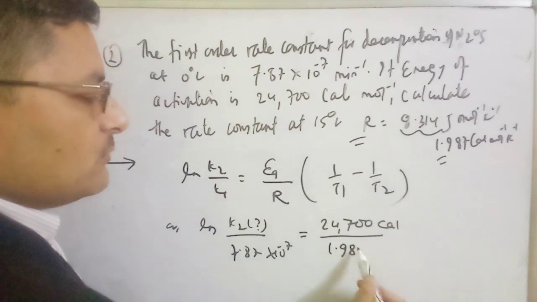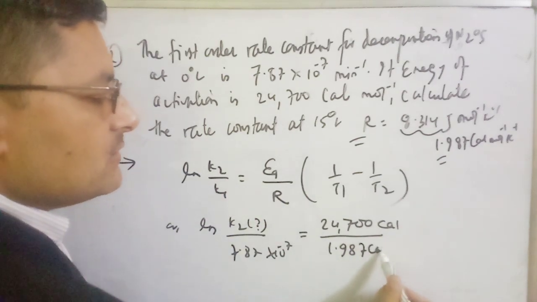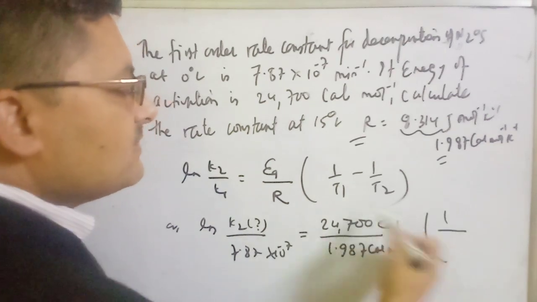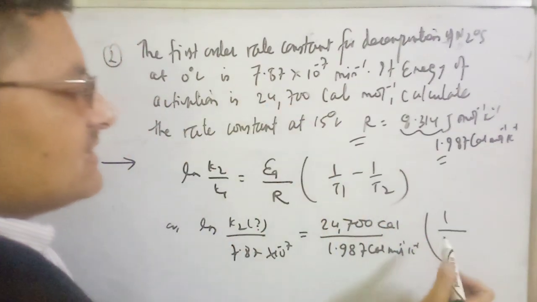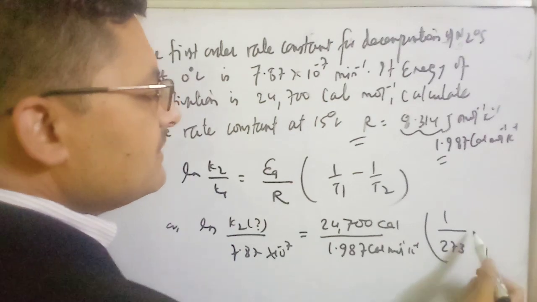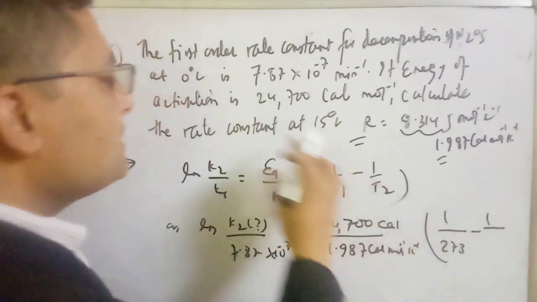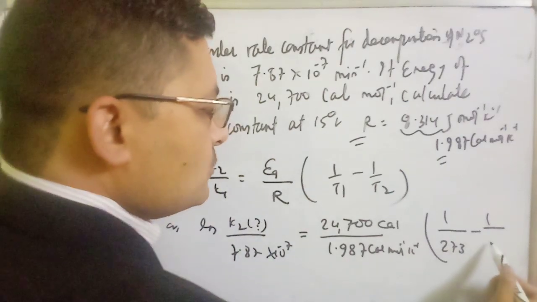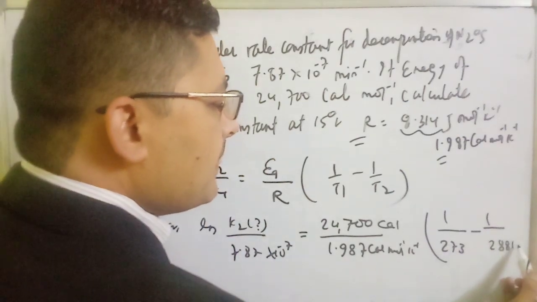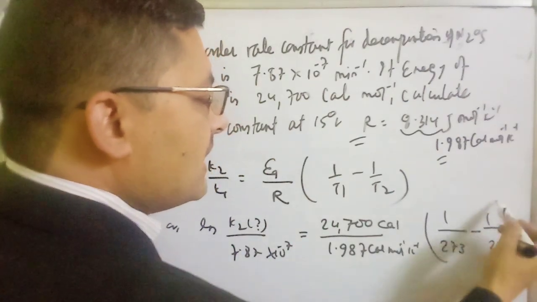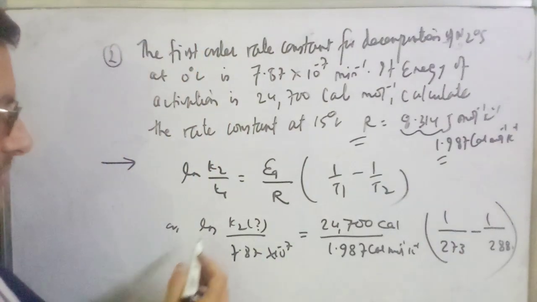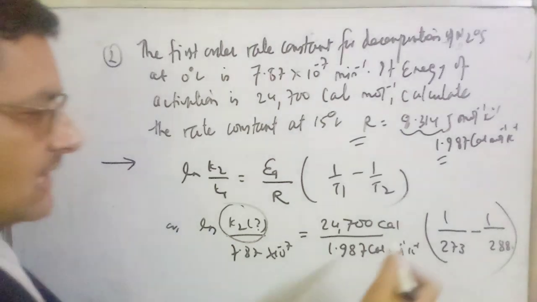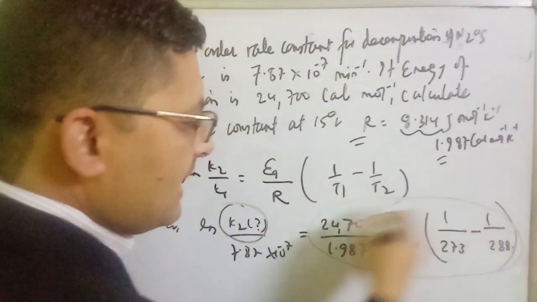So 1.987 calorie per mole per Kelvin, and then 1 upon T1. This T1 is 0 degree centigrade, that is 273 Kelvin, minus 1 upon T2, which is 15 degrees centigrade, that is 273 plus 15, that is 288 Kelvin. Okay, this you can use. Here only K2 is not given, so you can find out K2. Now you find out all the values of this, let us say X.